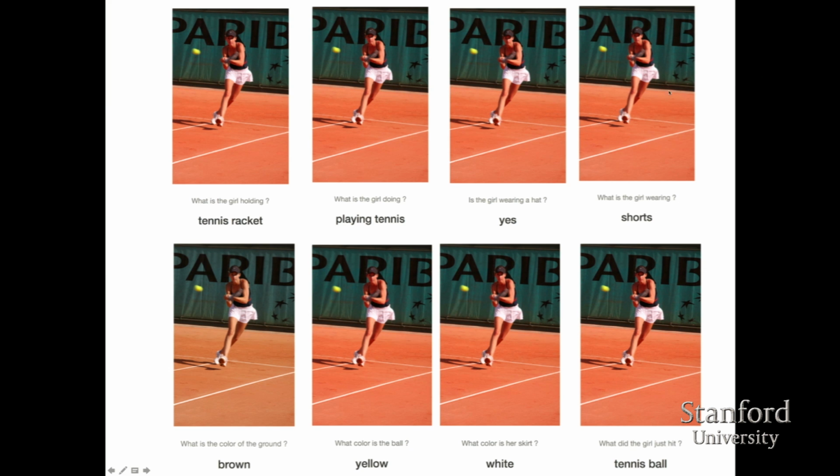And then, what is the girl wearing? Shorts. What's interesting also is that when you ask what she is wearing, it says shorts, but when you ask what color is her skirt, it actually says white. So it's kind of an interesting robustness to the questions. Then I asked what color is the ground, and it said brown. And I was like, well, brown's the majority color. So I asked what color is the ball, and it actually got it right too, despite the ball being a very small part of the image.